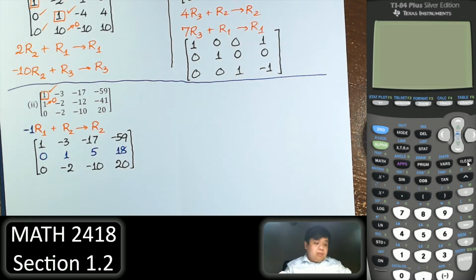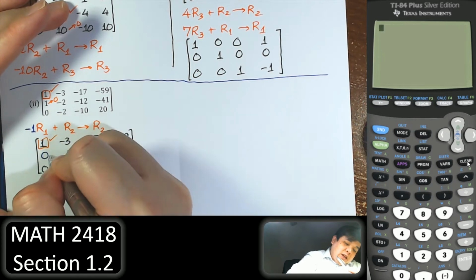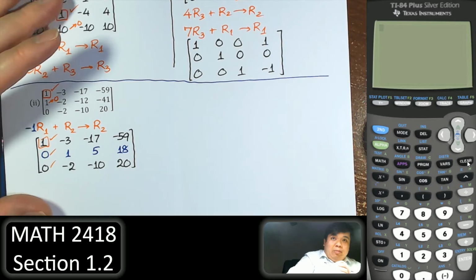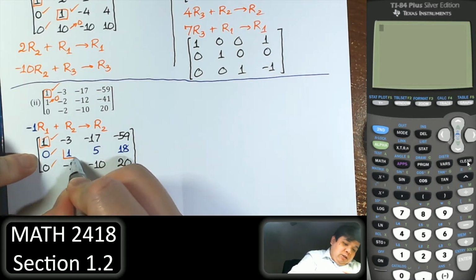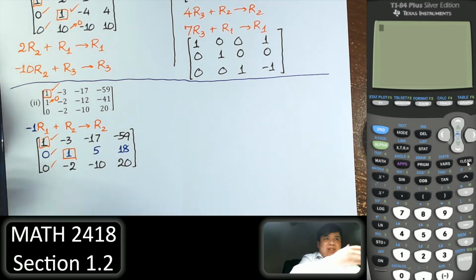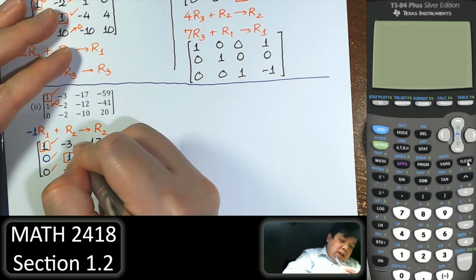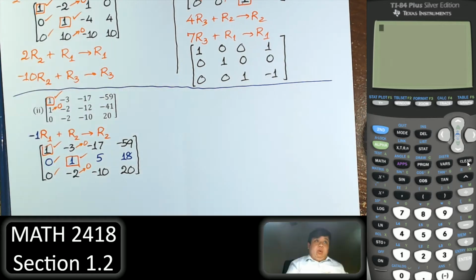Right, let's check. The pivot: yes, everything in that column is good. Now we go to the next pivot, which will be on the next row, because we have the echelon formation, remember. That one's good. Now turn this to 0, and turn this to 0. We will do those 2 steps.